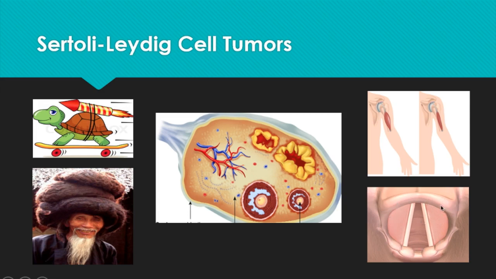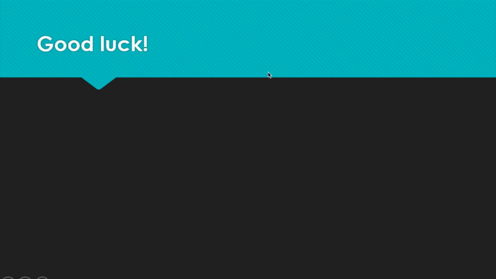This is the vocal cords. The voice changed because the cords tend to shorten and thicken. They also complain of breast atrophy, and this is a classic description of a Sertoli-Leydig cell tumor. That is all we're going to cover today.